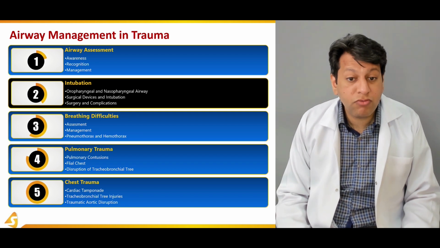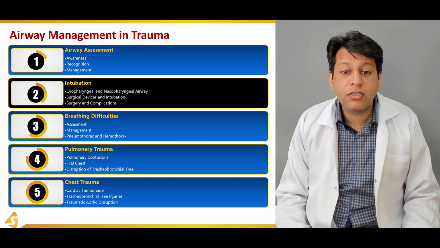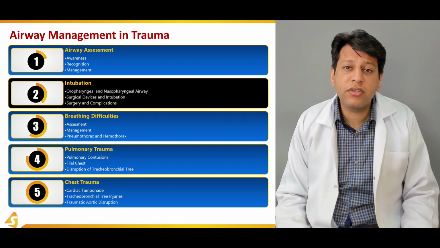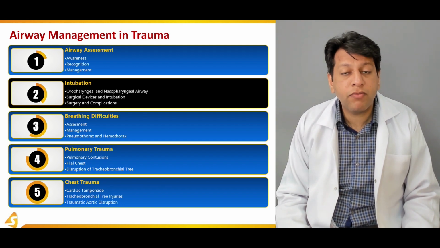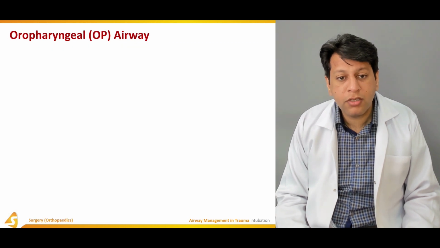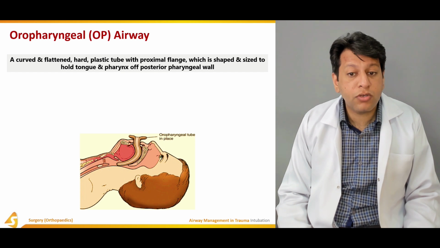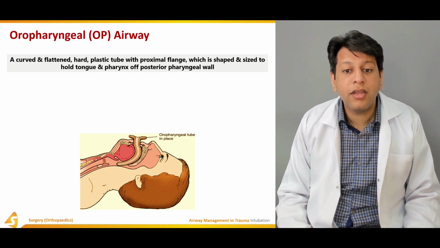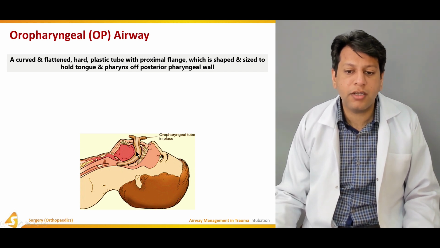In this section, we'll be going through what the oropharyngeal and nasopharyngeal airways are, what the surgical devices are, how to intubate a patient, and what the different surgical indications are for procedures to maintain a definitive airway, such as tracheostomy. So what is an oropharyngeal airway? It's a curved or flattened hard plastic tube with a proximal flange, which is shaped to fit between the tongue and the posterior pharyngeal wall. This is how it is.